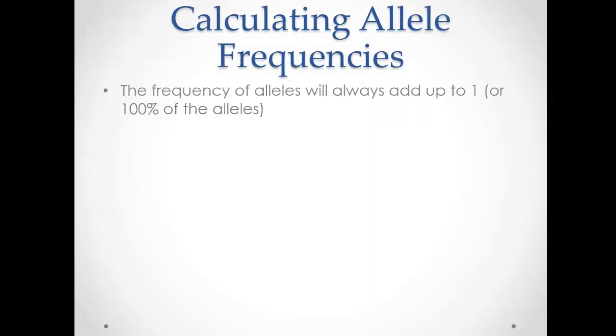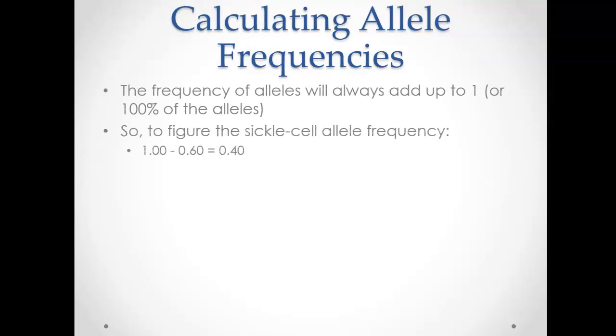So what about the sickle cell allele, right? That's what we really want to figure out. In order to determine the frequency of the sickle cell allele, we can just subtract 0.6 from 1, because the frequencies of alleles will always add up to 1, right? We have to get 100% of the alleles. So if we know 60% of the alleles are the normal hemoglobin alleles, that must mean 1 minus 0.6 is 40%. So the frequency of the sickle cell allele is 40%.